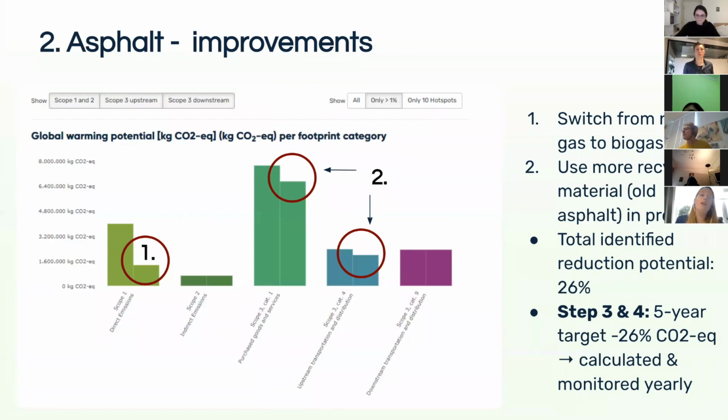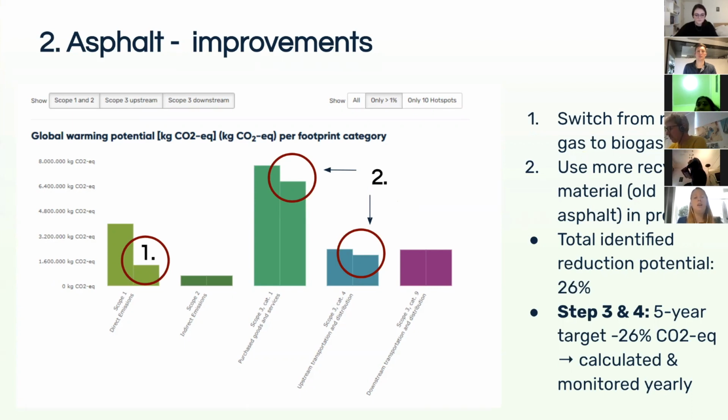So step 2 is to determine the improvement options and measure this. And we identified 2 improvements. The first is for the scope 1 direct emissions. We saw that the natural gas was the most important. And what you can do is switch to biogas. That's reflected on the left. And you see that you can have quite a reduction by switching from natural gas to biogas.